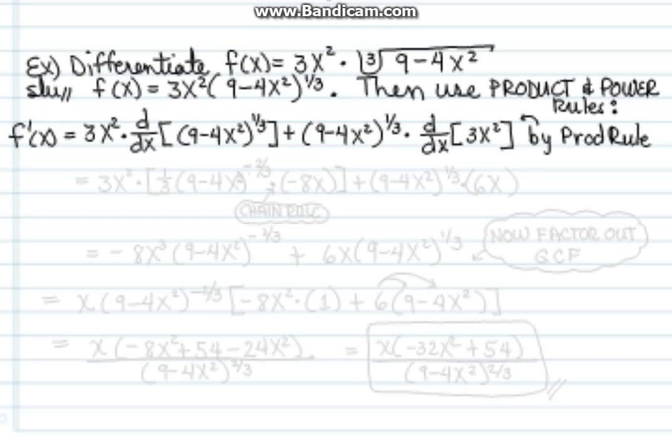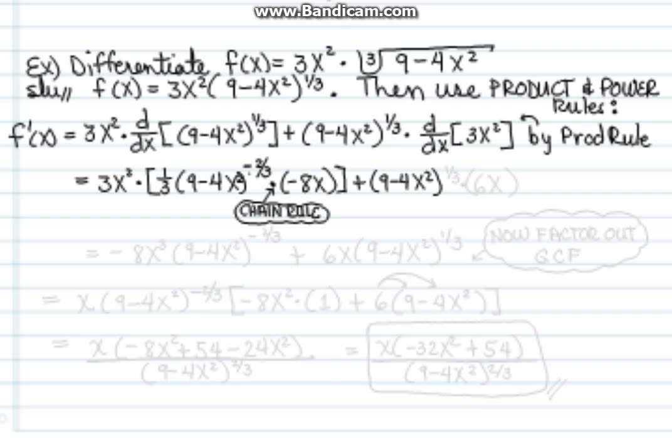That's equal to the first, 3x squared, times, okay, hold on. We're going to take the derivative of 9 minus 4x squared to the 1/3 power. First we're going to apply the power rule, but we have to hit it with the chain rule. So this is 1/3 times 9 minus 4x squared raised to the 1/3 minus 3/3, right? We subtract 1 from the exponent, so we get the power negative 2/3. Now hit it with the derivative of the inner function, times negative 4 times 2 times x to the first, which is negative 8x, plus, okay, take the other one.